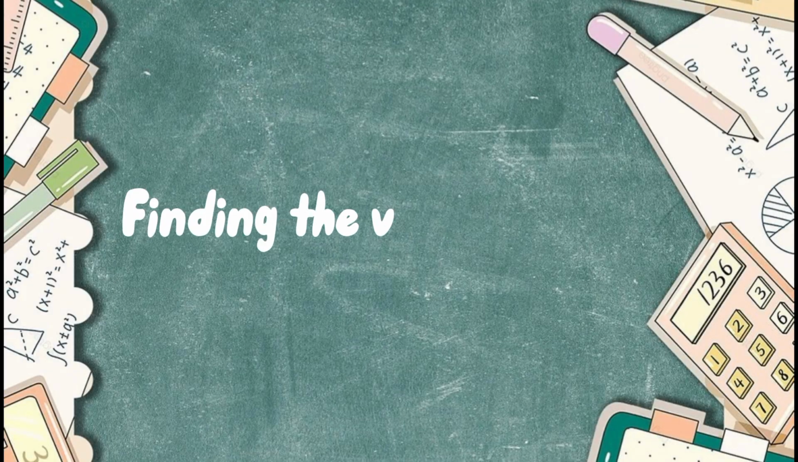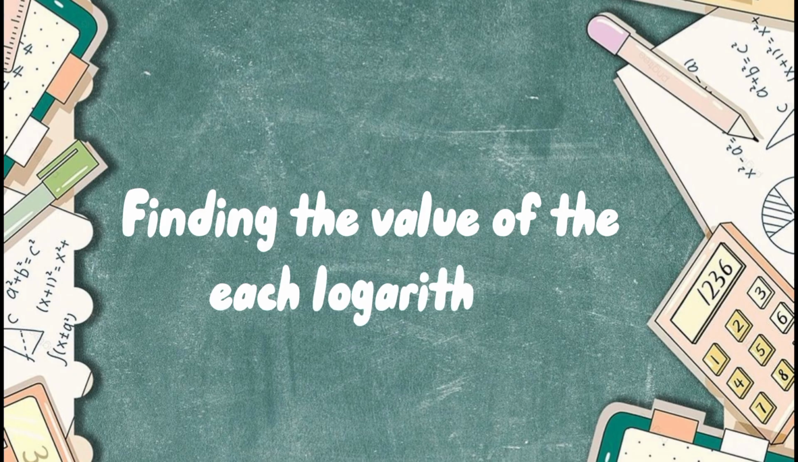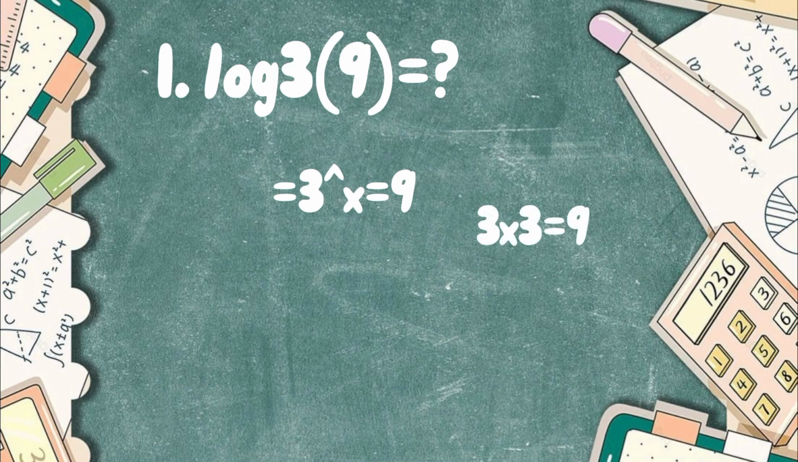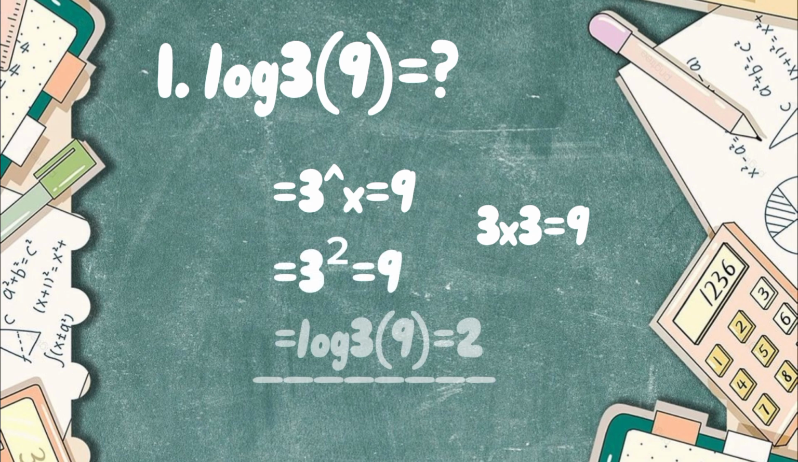Let's move on to finding the value of each logarithm. Number 1, log base 3 of 9. Para hanapin natin yung value ng x, gagamitin natin ang exponential form. Kaya magiging 3 raised to x is equal to 9. Then iisip tayo ilang 3 ang i-multiply para maging 9. Dahil 3 times 3 is equal to 9, ibig sabihin 3 squared is equal to 9. Ang sagot ay log base 3 of 9 is equal to 2.